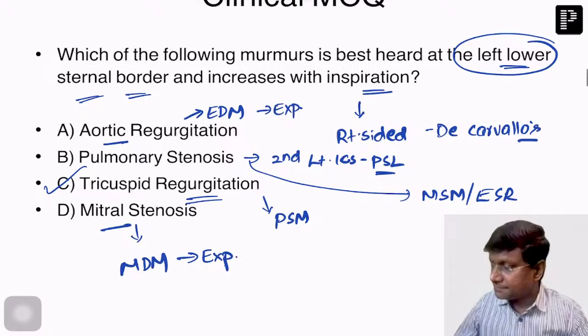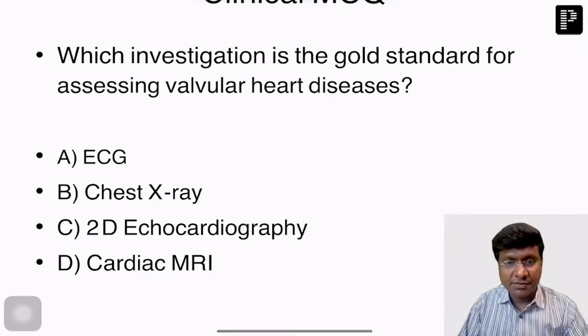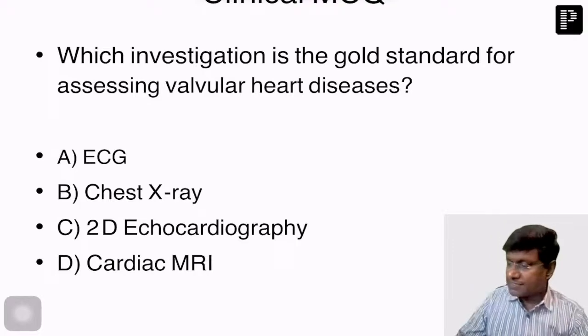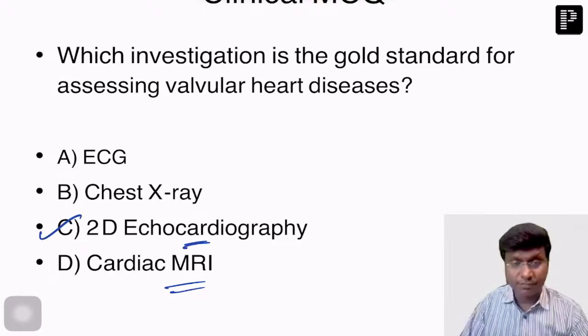Okay, right. Next. Which investigation is the gold standard for assessing valvular heart disease? This should be a simple question, not a difficult one at all. Don't go with the cardiac MRI. It is the 2D echo. Right? 2D echo is the one which will confirm.